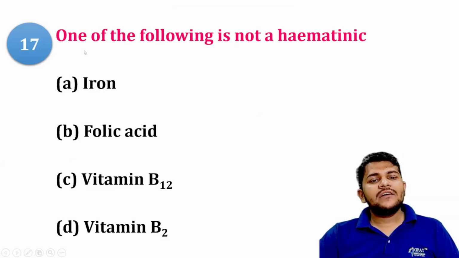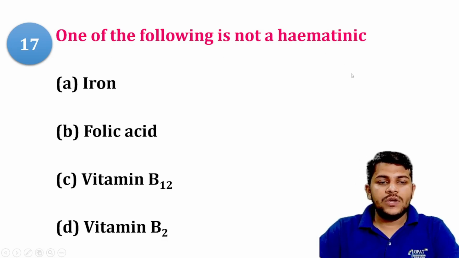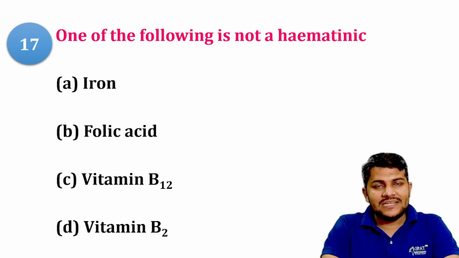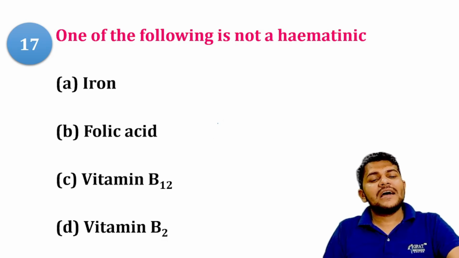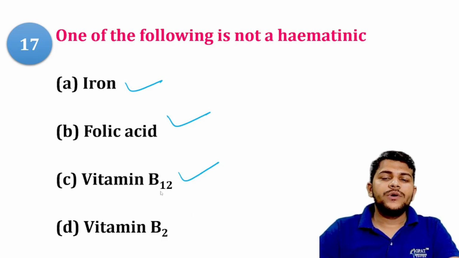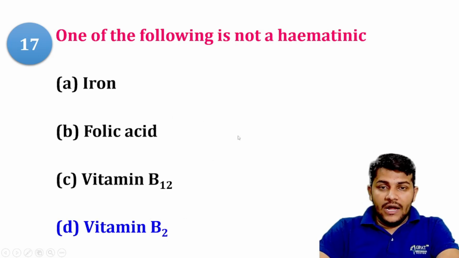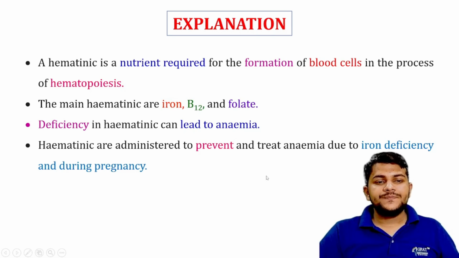Next, you have: one of the following is not a hematinic. So hematinics are the compounds that are used to increase the red blood cells, to increase the blood content. Basically these are the compounds containing iron, folic acid, and vitamin B12. Folic acid is nothing but vitamin B9. So vitamin B2 is not included in the hematinics.